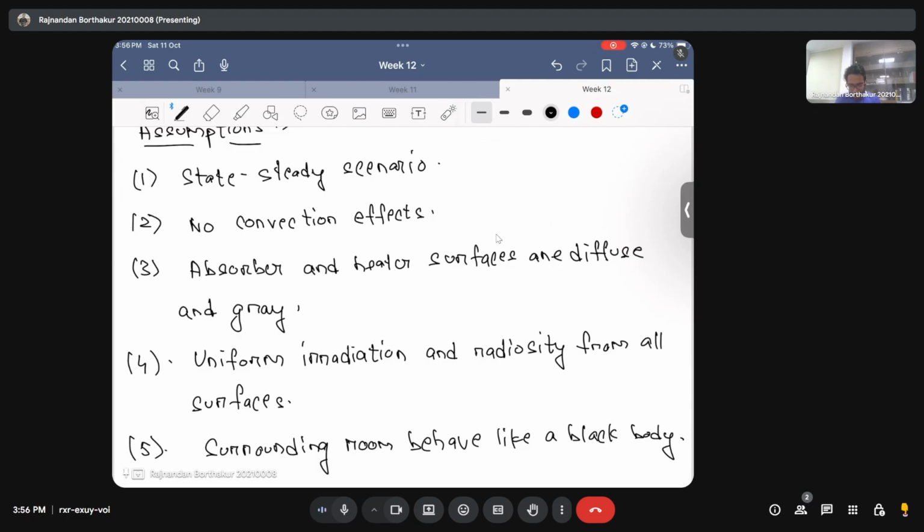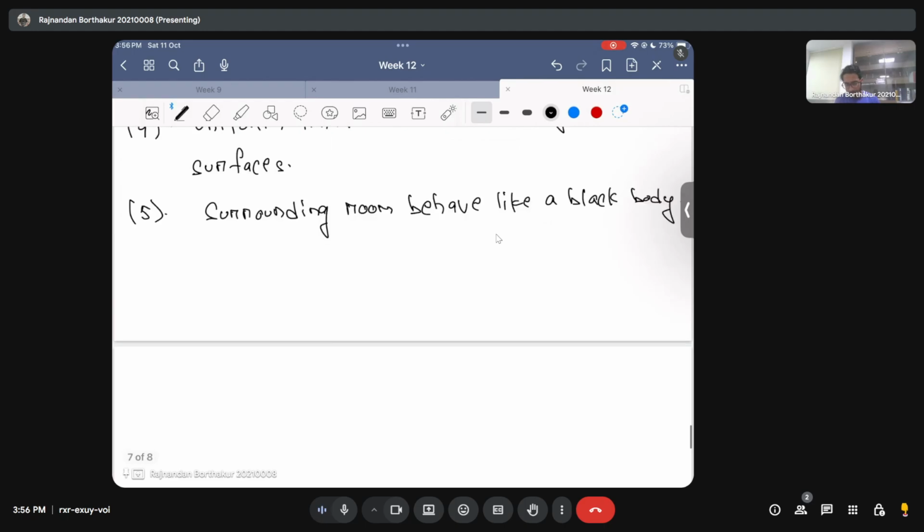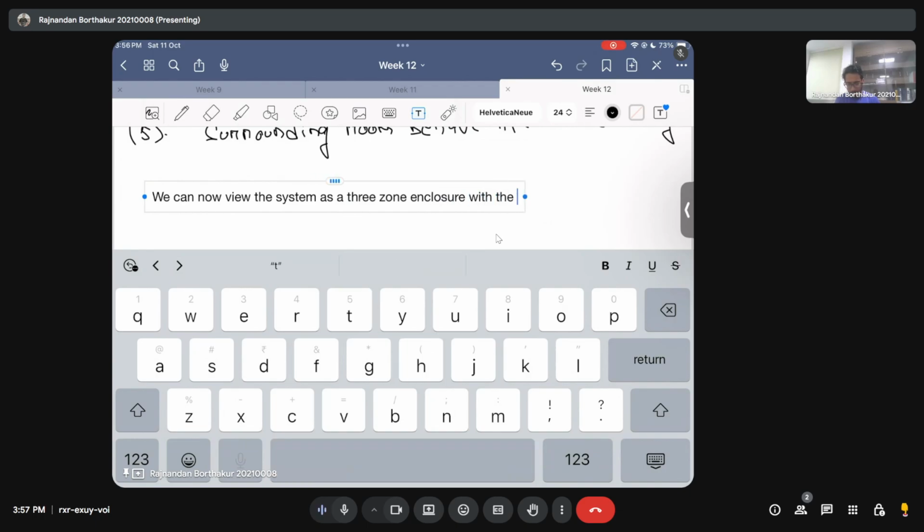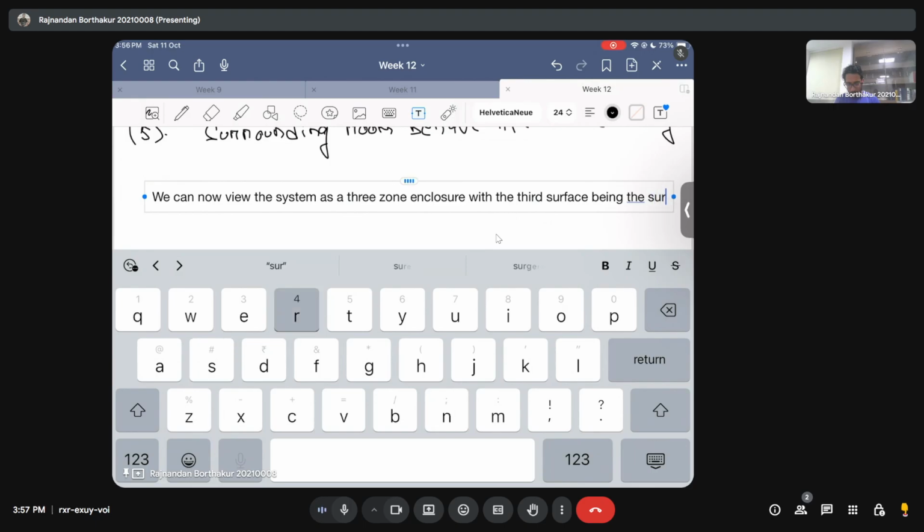Okay, so based on the assumption, as I said, that we can now view the system as a three zone enclosure with, as I said, the third surface being the surrounding, which is assumed to be a black body.